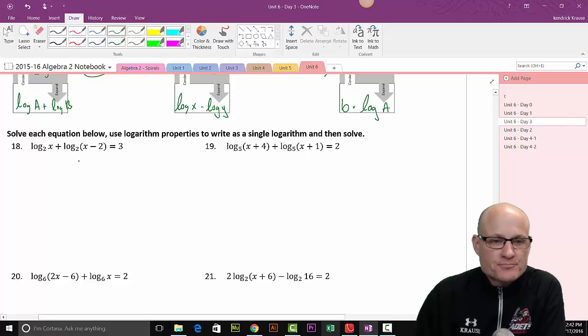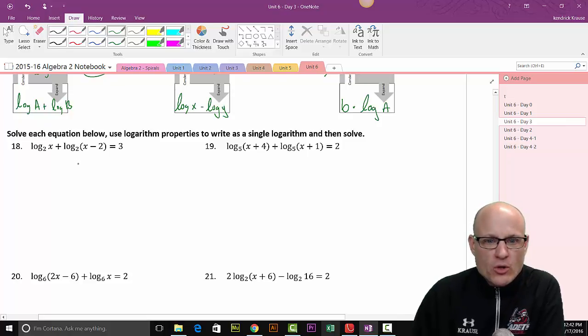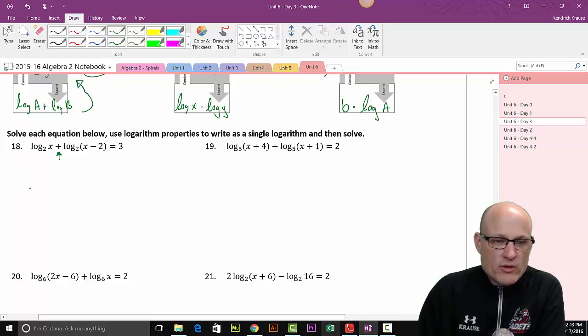All right. So, whoa. Let's back up the crazy train, girlfriend. This isn't a problem. I have addition. So we're going to revert back and condense this. Addition condenses back to a multiplication problem. So I'm going to rewrite this as one log. Log base 2 of x times (x minus 2) equals 3.